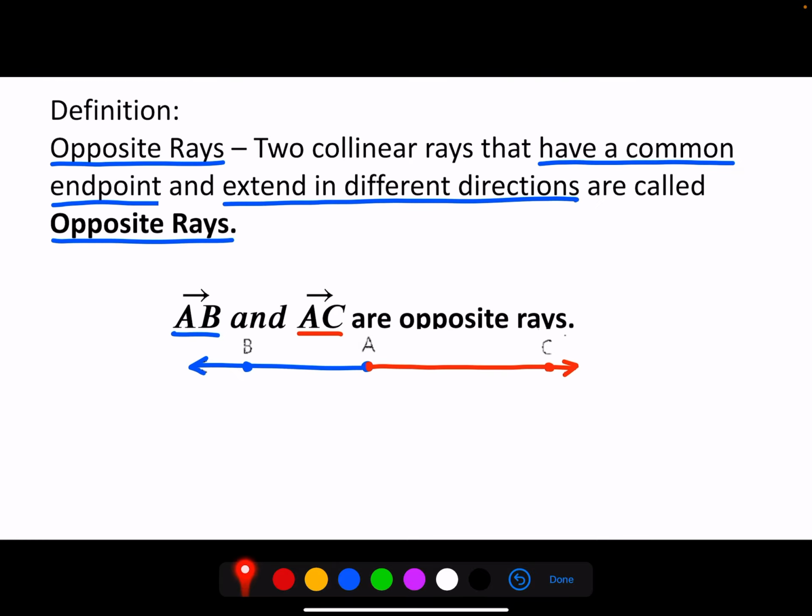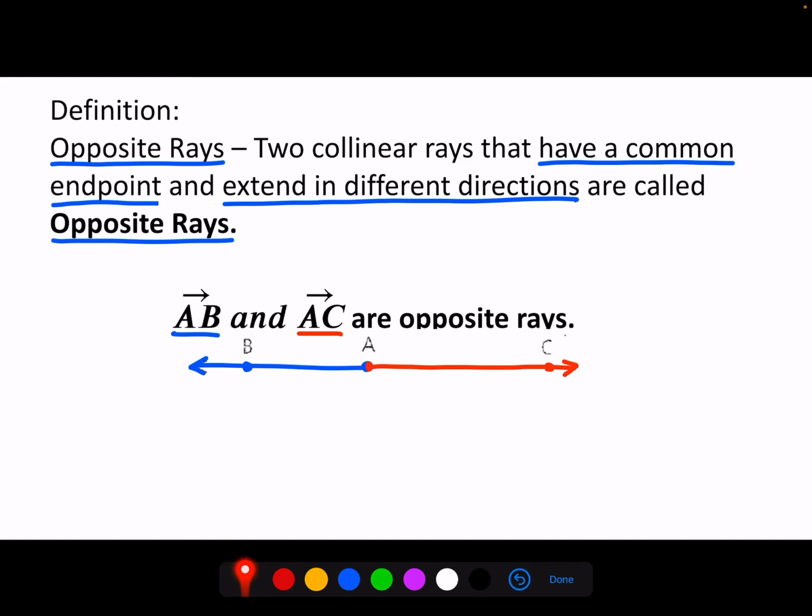So, first off, some definitions. Our first definition is of opposite rays. Opposite rays are two collinear rays that have a common endpoint and extend in different directions. Those are what opposite rays are.